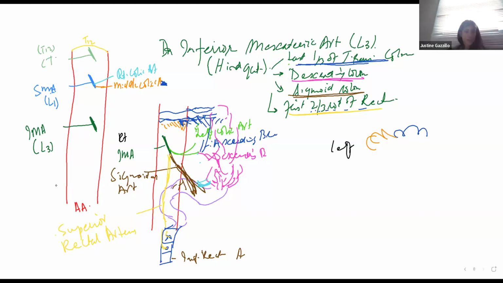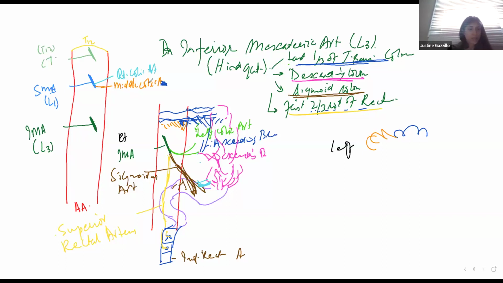I'm confused on how the descending colon joins with the middle colic artery. I never said the descending branch. I said the ascending branch of your left colic artery. Some of the branches of the ascending branch of your left colic artery will join with the last branches of your middle colic artery.